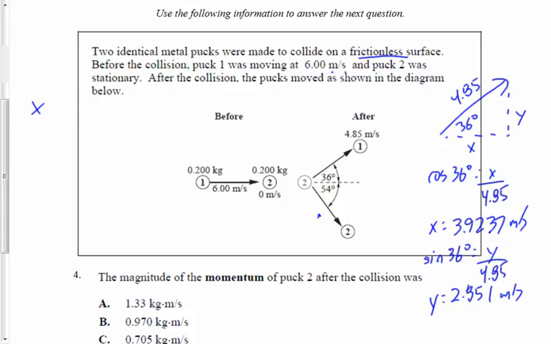X components, M1, well, let's say Pi equals Pf. M1 V1I plus M2, what's M2 V2I? Save yourself the bother here. What's its value? 0. For the X component and the Y component, right?